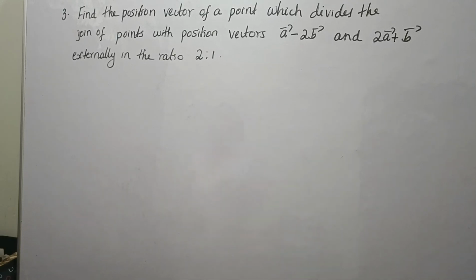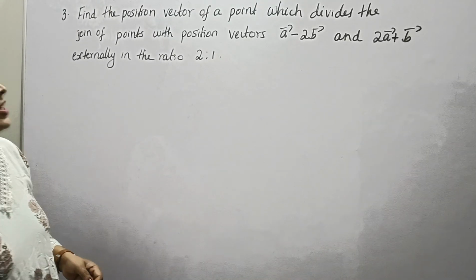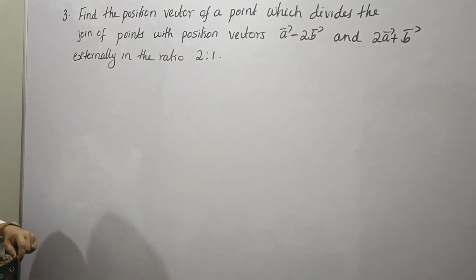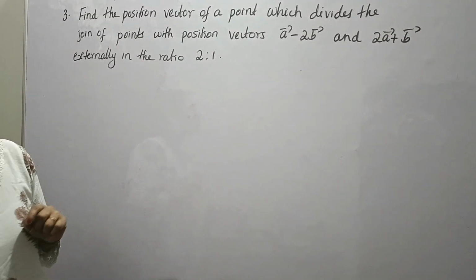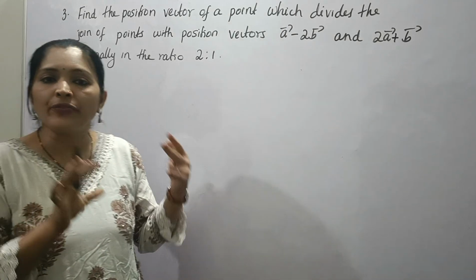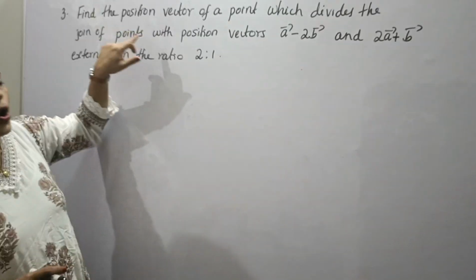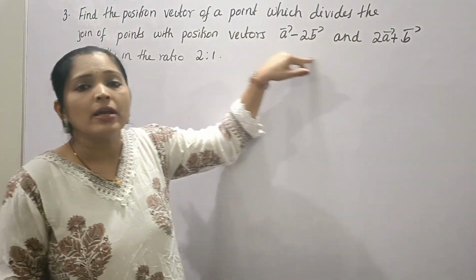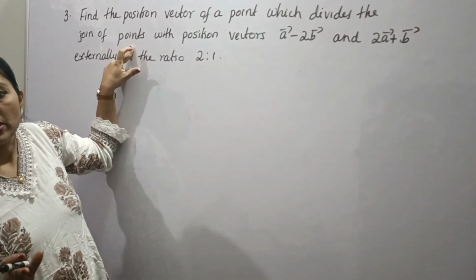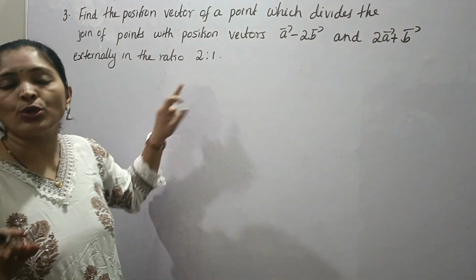Find the position vector of a point which divides the join of points with the position vectors vector A minus 2b and vector 2 vector A plus b externally in the ratio 2:1. Okay, so here we have to find the position vector of a point. That point divides the join of the points. See, these are the position vectors of these points, and it divides externally in the ratio 2:1.